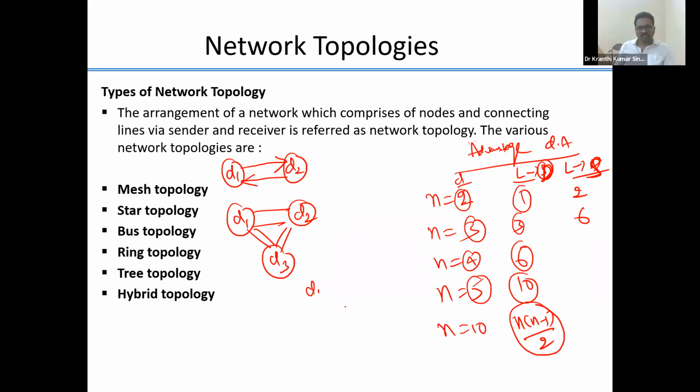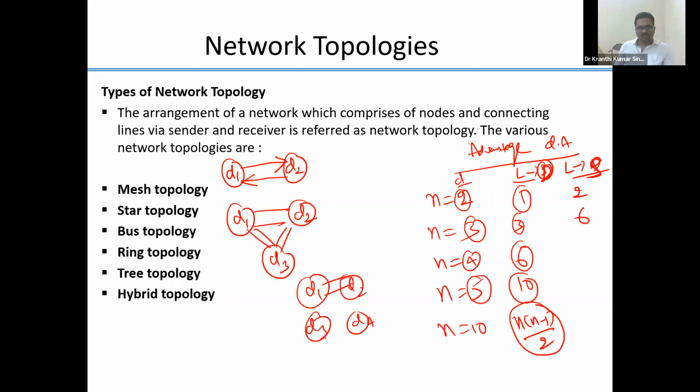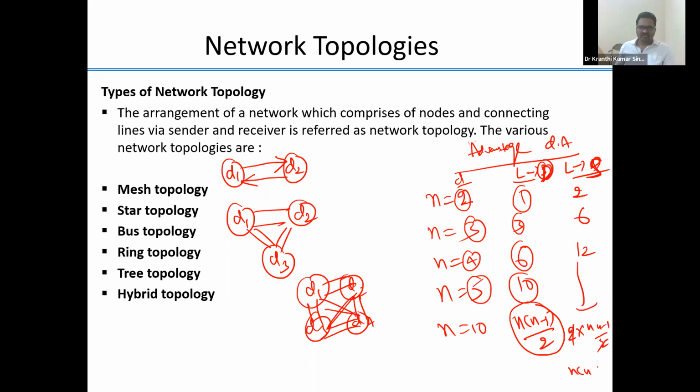Twelve, sir. 1, 1, 2, 2, 3, 3, 4, 4, 5, 5, 6, 6: 12. So can I say that it is 2 into n into n minus 1 by 2? Yes or no? Yes, sir. Then the 2 cancels, and it is n into n minus 1.